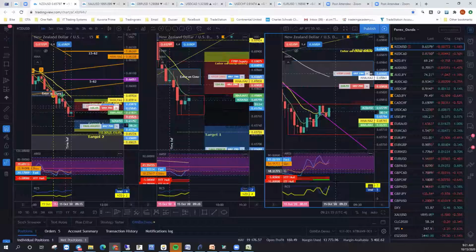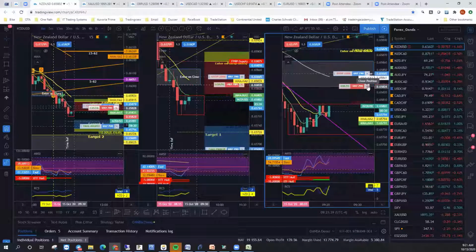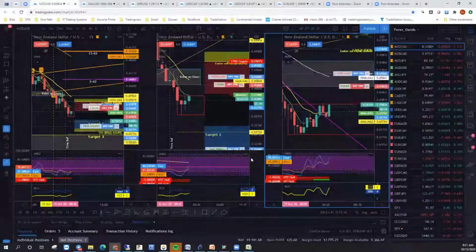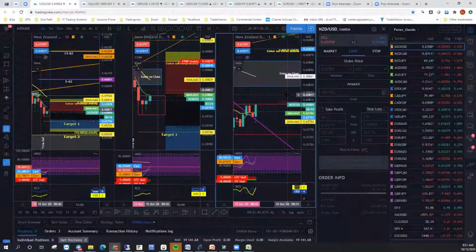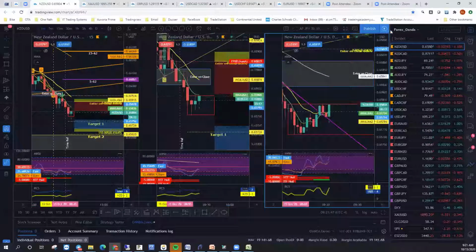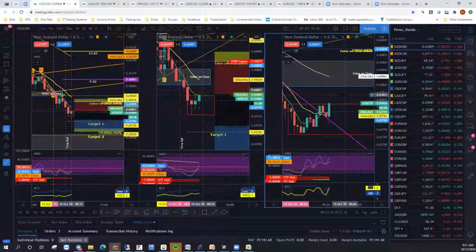And this could be a little pullback before the market opens. And I'm going to exit this trade and lock in those profits. And if it comes back into this box, I may take another shot at it.